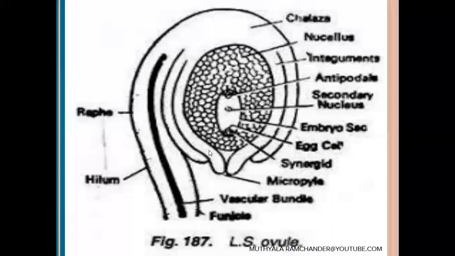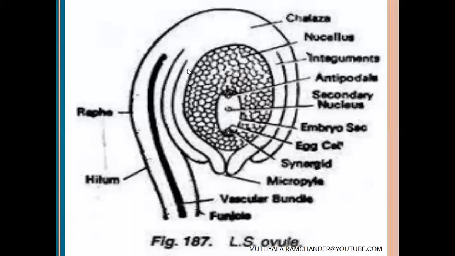See, here is another complete diagram of the ovule. See, these are the integument layers. It is the funicle. The funicle contains one cover-like structure called the raphe, and the cover-like structure is called the hilum. Vascular bundles are also present in the funicle, and at the terminal part of the funicle the ovule body is present.